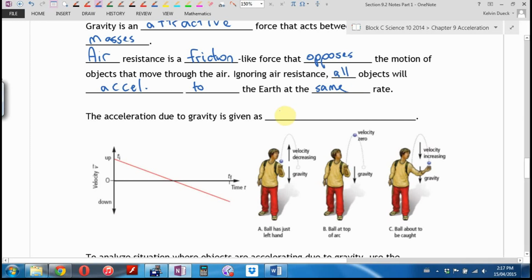The acceleration due to gravity. We use a little g for acceleration due to gravity. Why would we use a little g? G for gravity. It equals negative 9.8 meters per second squared. It's an acceleration. Why negative? When you drop something, what direction do you accelerate? What would be a good way to indicate down if we don't want to write the word down every time? Sure, negative. Okay.